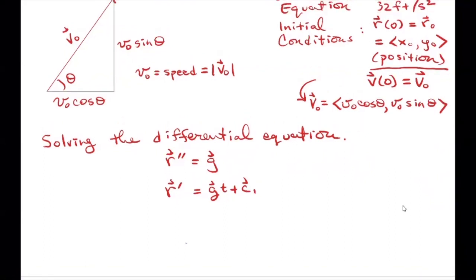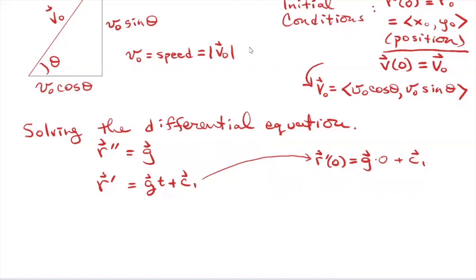And just real quickly from there, we can say that r prime at 0 is g times 0 plus c. Okay, now of course, r prime of 0 is the same thing as velocity at time 0. So velocity at time 0 turns out to just be c1. But up above, we say that velocity at time 0 is initial velocity of course. So let's just say this is equal to v0, like that. And then we can step back and say, all right, so r prime is g t plus v naught.